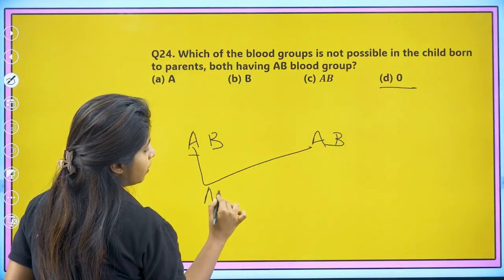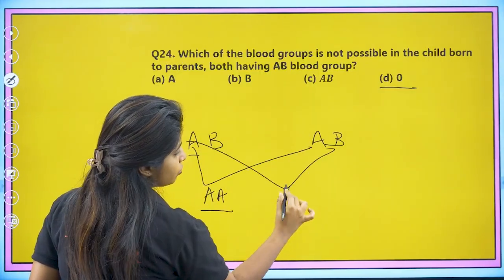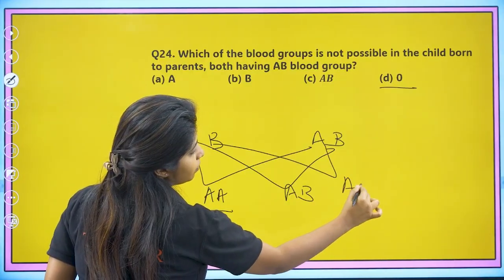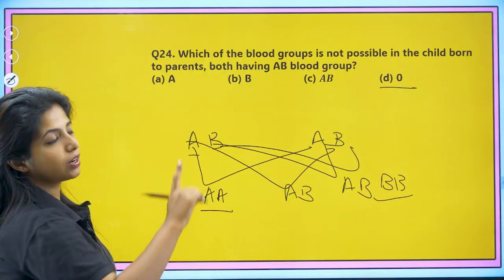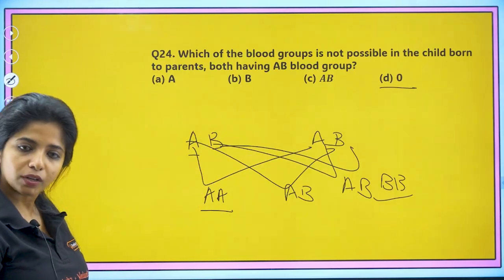If you do this, you get A blood group. If you do this, you get AB again. If you do this, you get AB again. If you do this, you get BB again. There is no chance for O blood group to happen. So, your answer would be D.